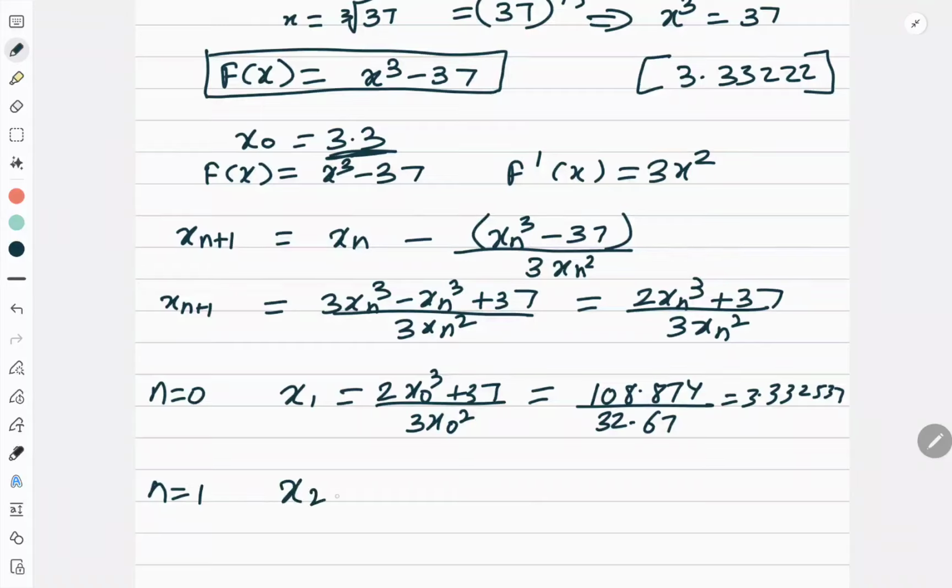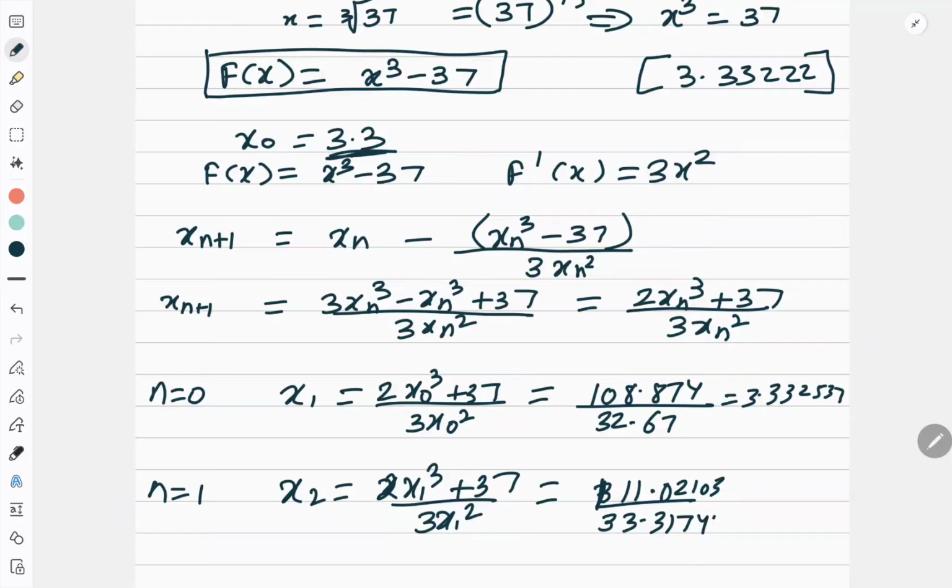Okay, so x2 is equal to (2x1 cube plus 37) upon 3x1 square, which is equal to 111.02103. Those who are not confident about calculator, you write separately and do, but don't make the mistake. Okay, but learn to use it as a function. 3.332. The moment I got the repetition, I'll stop and that will be the answer.